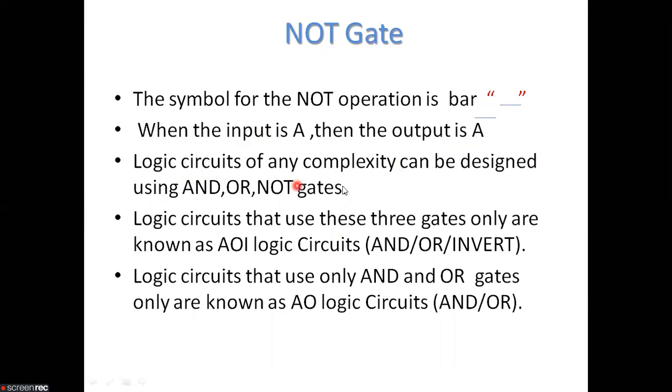Logic circuits of any complexity can be designed using AND, OR, and NOT gates. That's why these are called the basic gates. What are the basic gates? AND, OR, and NOT gates. Logic circuits that use these three gates are known as AOI logic circuits. Why are they called AOI logic circuits? Because the full form of AOI is AND, OR, and invert. Invert is for the NOT gate, because the NOT gate is also known as the inverter.